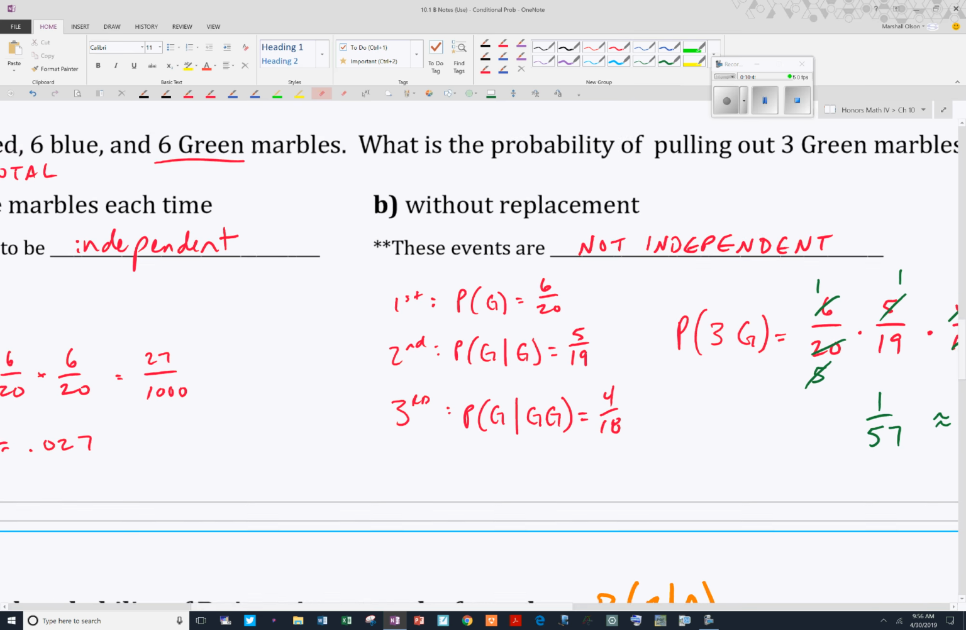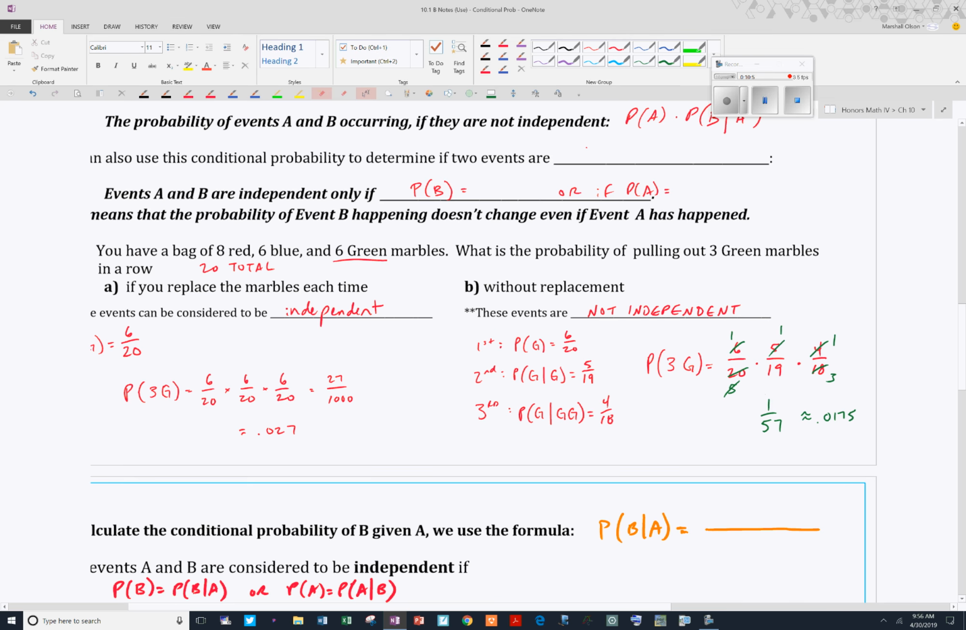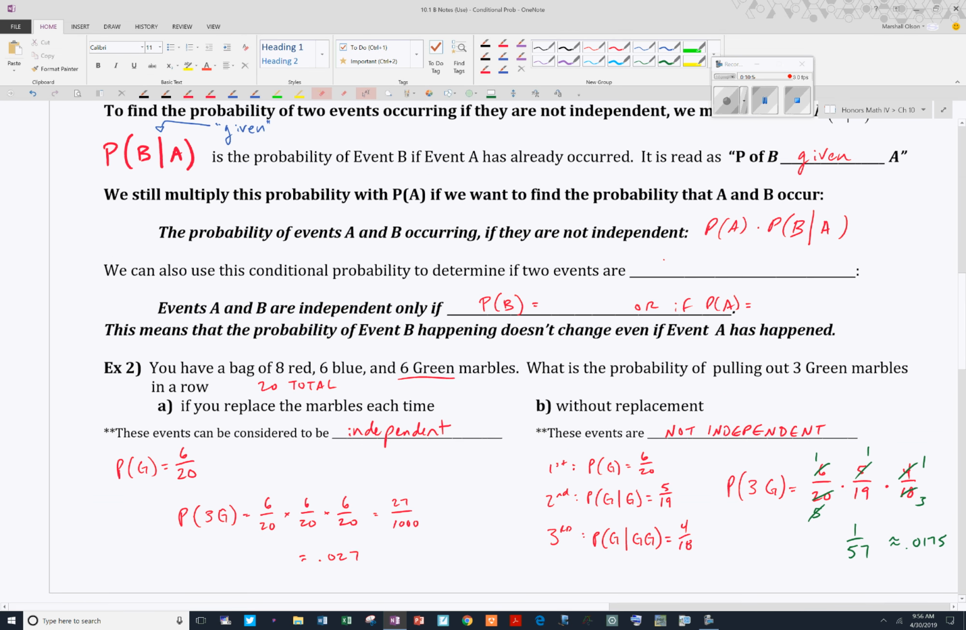Now let's go back and talk about what conditional probabilities are useful for in a statistical sense. All right. So we're back to right about there. It says we can also use this conditional probability to determine if two events are independent of one another. But in order to do that, we're going to have to know how to find a conditional probability, not like with these marbles down here, but with an actual formula. We're going to put that on the back.